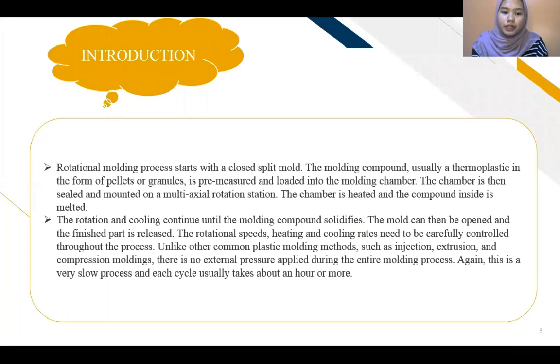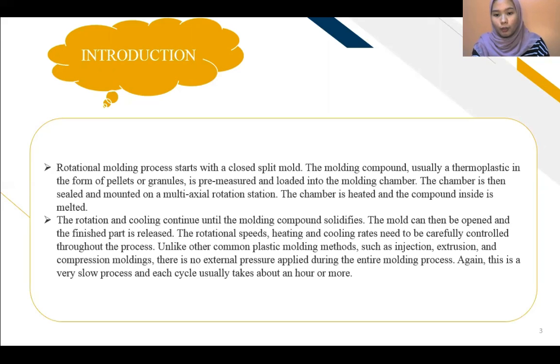First, introduction. Rotational molding is a relatively slow process that is capable of making large one-piece hollow plastic objects at a cost lower than most other plastic molding processes. The rotational molding process starts with a closed split mold.